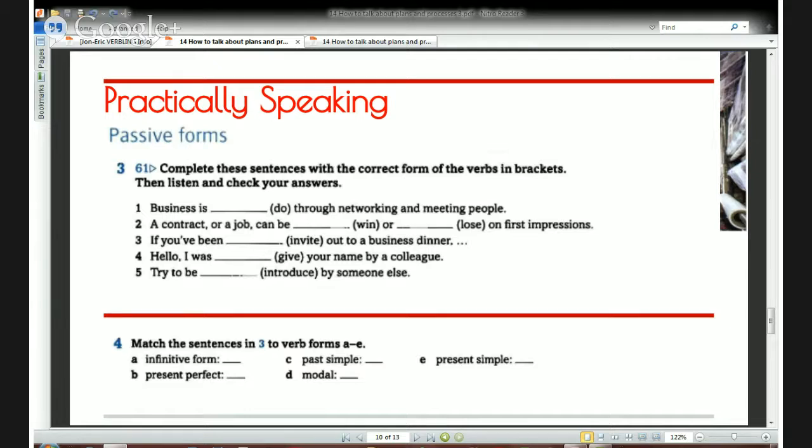Ruben, it's your moment to shine. Number 5. Try to be introduced by someone else. Right. To be introduced is infinitive form. And how do you know it's infinitive? Because it's to be. Particle to. Right. So when you have to in front of a word, you know it's a verb. There is an exception. If I say to being, like ing, or to going, that's an exception. So sometimes to can be a preposition, but if you have that base form of the verb, it must be the infinitive.